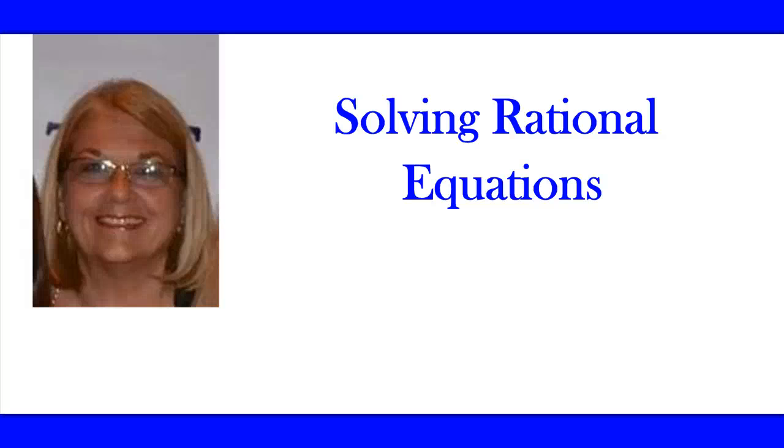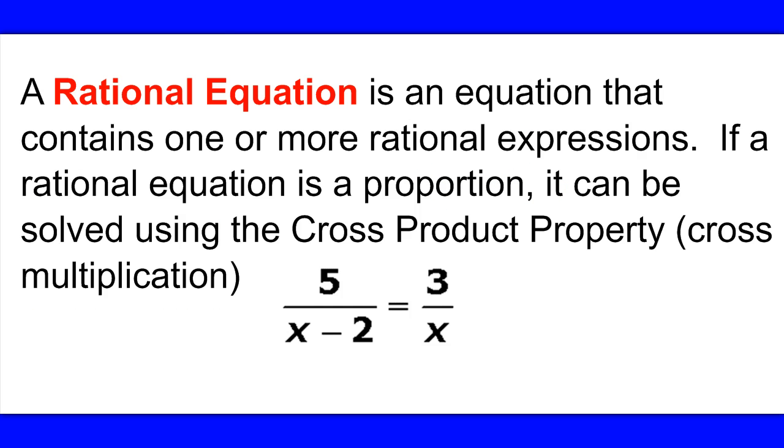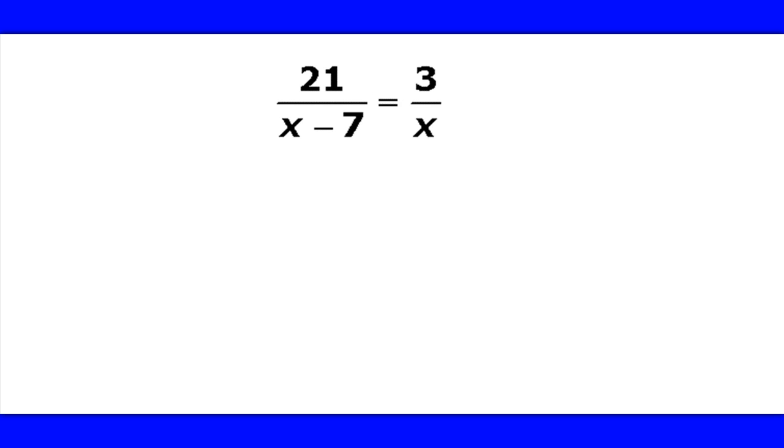We're going to finish up our study of Algebra 1 by solving rational equations. And again, this should be pretty much a review. Remember, a rational equation is basically an equation that has one or more rational expressions, so basically polynomials. If the rational equation is set up as a proportion, where you have a rational expression here and a rational expression here, then you could just go back and do your cross multiplying.